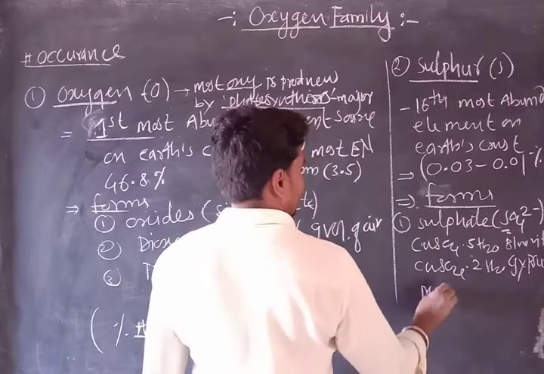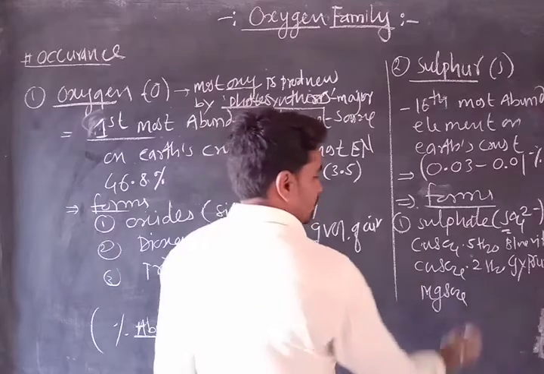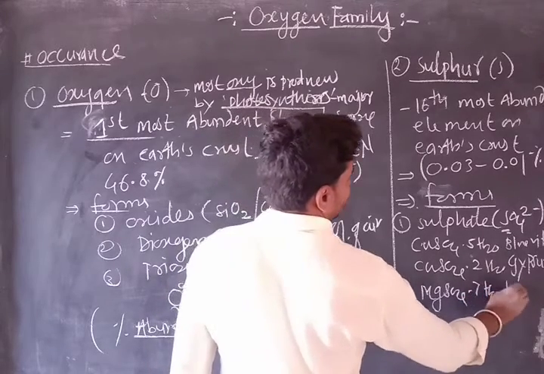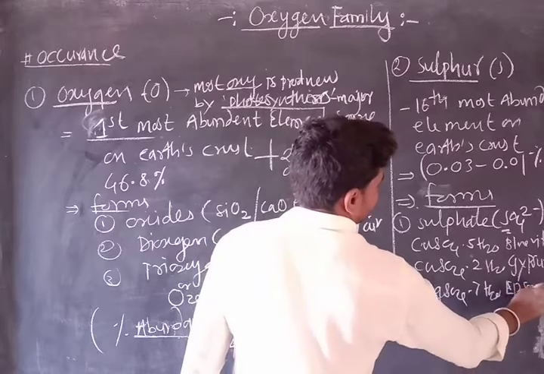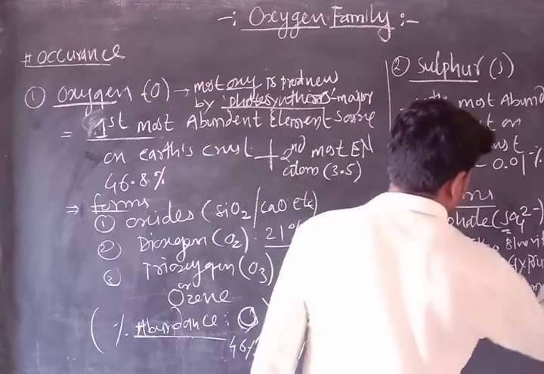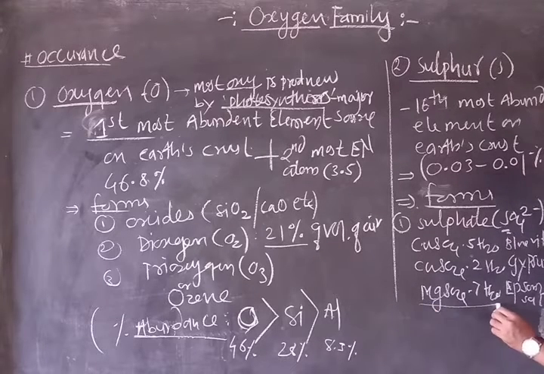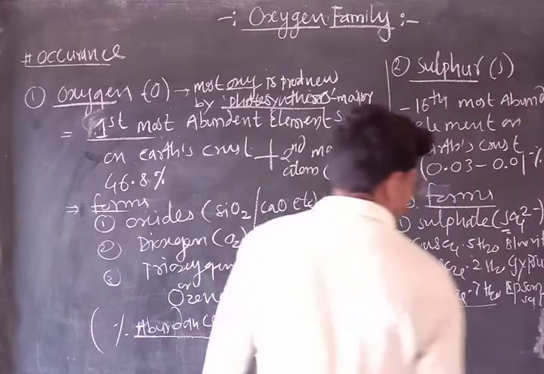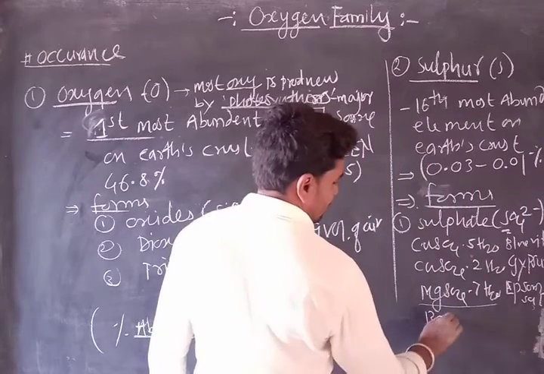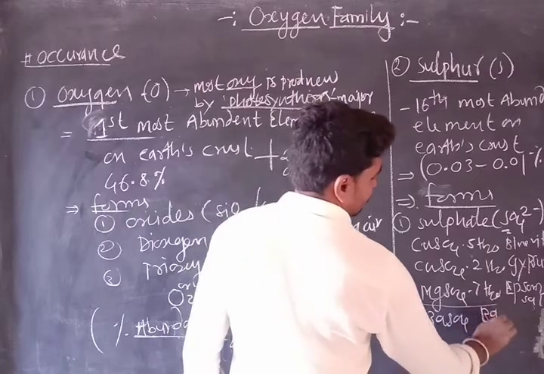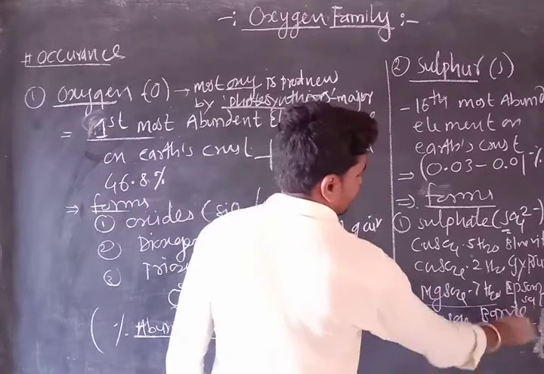Here we can write magnesium sulfate heptahydrate, MgSO4.7H2O. It is called by the most important name, Epsom salt. Once this formula was already asked in the NEET examination, which is the correct formula for Epsom salt, and the option was magnesium sulfate with 7 water molecules. It is also found in barium sulfate, called barite.